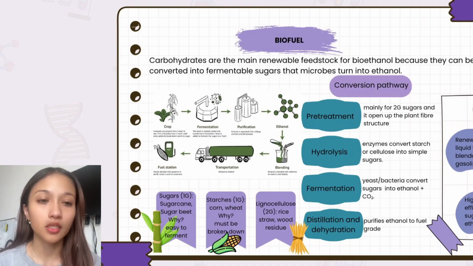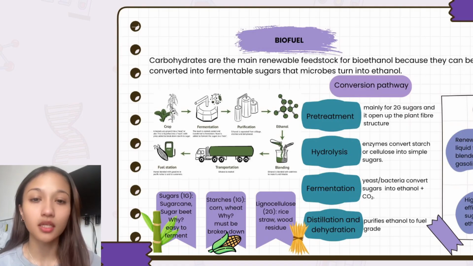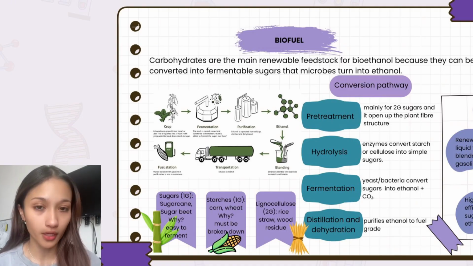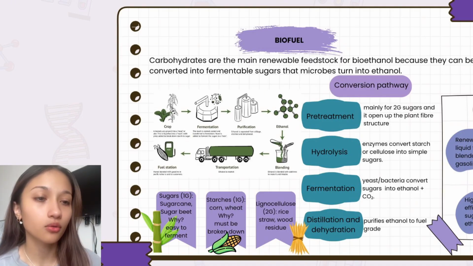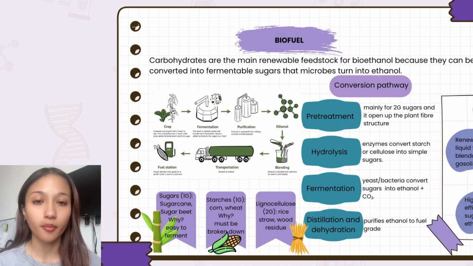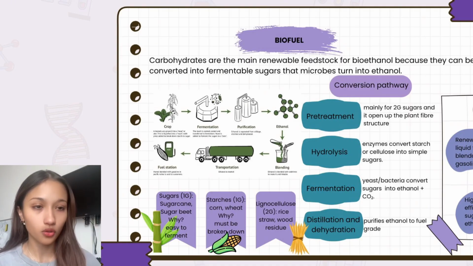So first it will be sugars. Some sugars that they use are sugar cane and sugar beet. Why they use sugars is because sugars are easy to ferment. Next we have starches, like starch sources from corn or wheat, and these starches must be broken down. And lastly, the carbohydrate used will be lignocellulose, which is present in rice straw and wood residue.